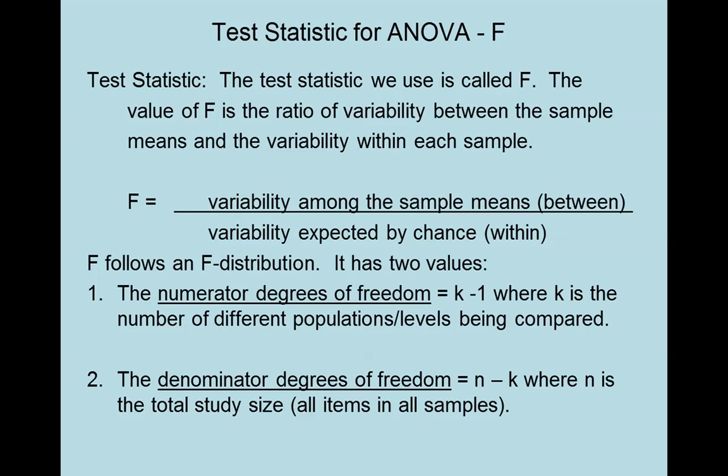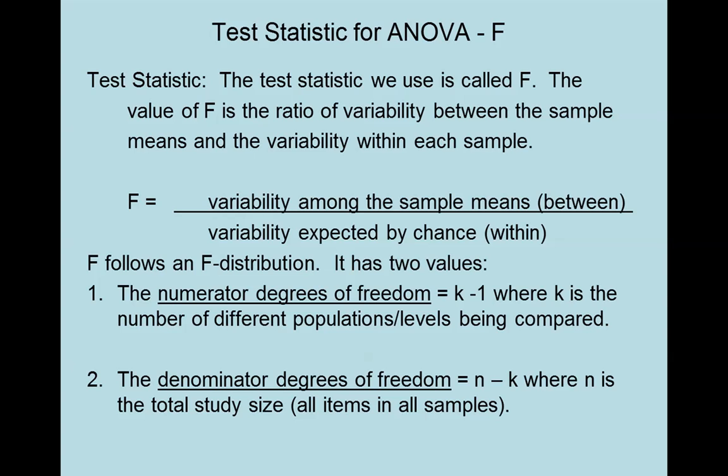The test statistic for ANOVA is called an F statistic. The value of F is just the ratio of variability between your sample means, how different are your Y bar values, and the variability within each sample. How much variation is there within each of your levels, each of your K different groups. Now the F follows what's called an F distribution, and it is indexed, or it depends on two different values. The first one is called a numerator degrees of freedom, and it is just K minus 1. And K is just the number of different populations or groups or levels of your factor being compared.